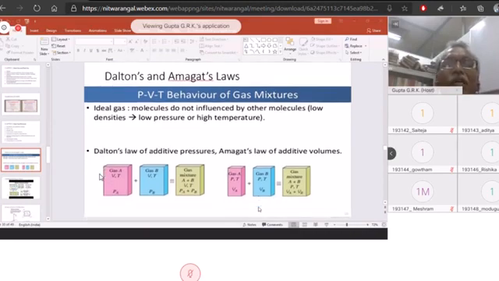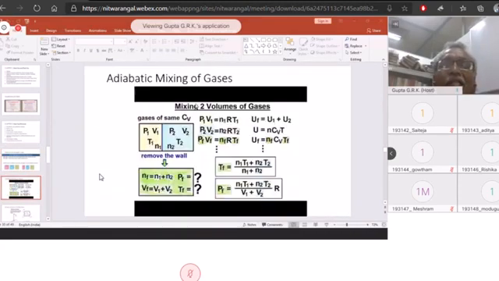In the same way, this is like adiabatic mixing. If I have two gases with a partition, and if I remove the wall, and when they are combined, the total number of moles will be N1 plus N2, and the total volume is V1 plus V2. And if I want to find the temperature and pressure, I have to use this formula. This is what is called adiabatic mixing.